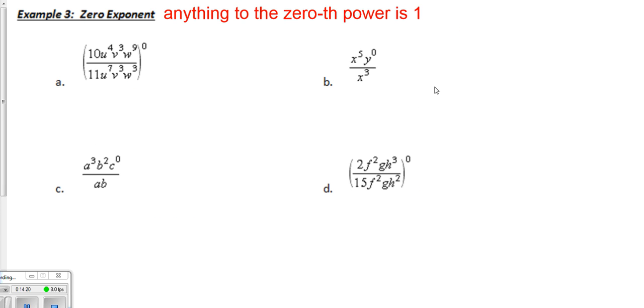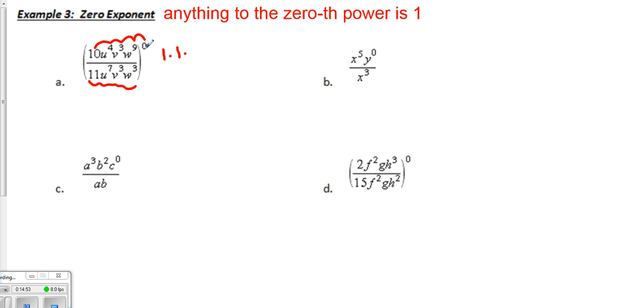All right, now we're looking at the 0 exponent. Remember, anything to the 0th power is 1. So in our first case here, all of this to the 0th power. There's a couple ways you can do it. You can think of, like before, this 0 gets applied to each piece individually. So 10 to the 0th is 1 times u to the 4th to the 0, which would be u to the 4 times 0. So u to the 0, which would also be 1.